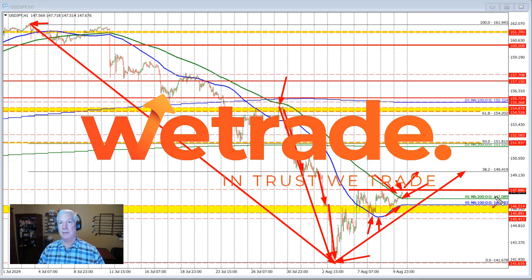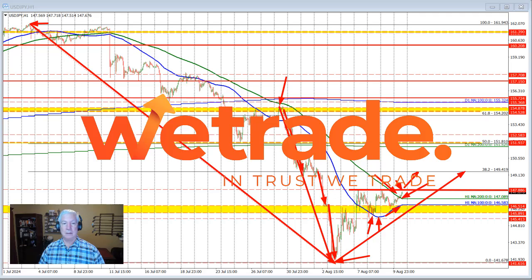The progression is get above the 88 level here first, and then we'll start to look toward the 38.2% retracement at 149.41. We'll also probably have the 148 level as a natural resistance level for the dollar versus yen, so be aware of that level as well.